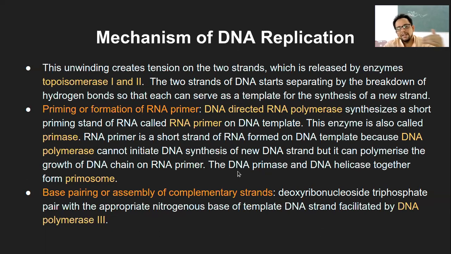It can start the polymerization reaction, and then this DNA primase, or this simple primase, as we know it, along with the DNA helicase, together they form this primosome. So DNA helicase means, from the previous step, that unwinding DnaB protein or enzyme, and the DNA primase, they form this complex. So we are looking at it step by step, right?